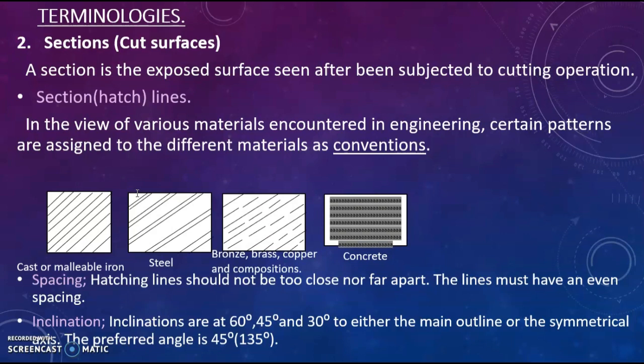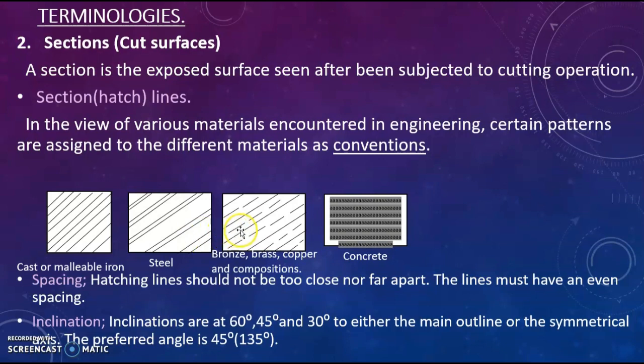The first one is called cast or malleable iron. So in sectioning, you make section lines like this. Whenever you see a section line like this, it is giving you an idea that the material you are working on is cast or malleable iron. It's the most common one we use. It's a general use for all materials. And whenever you get double lines like this with equal spacing, I've already said it's not drawn to scale, when you get figures with hatching lines like this, that means the material is steel.